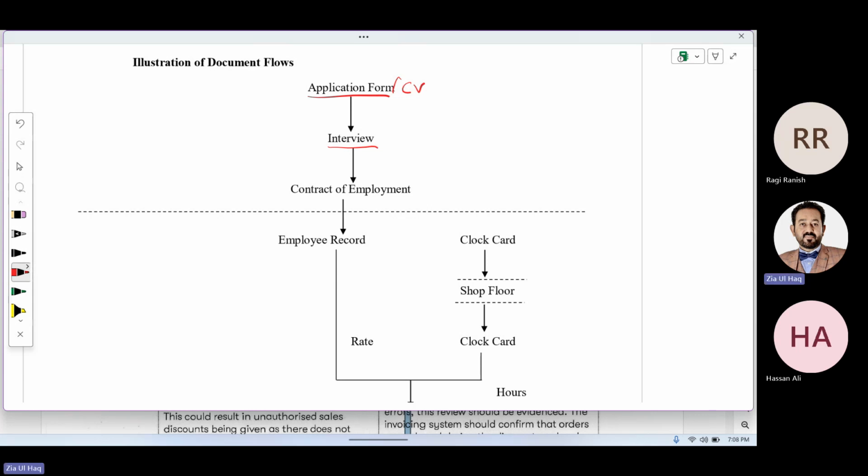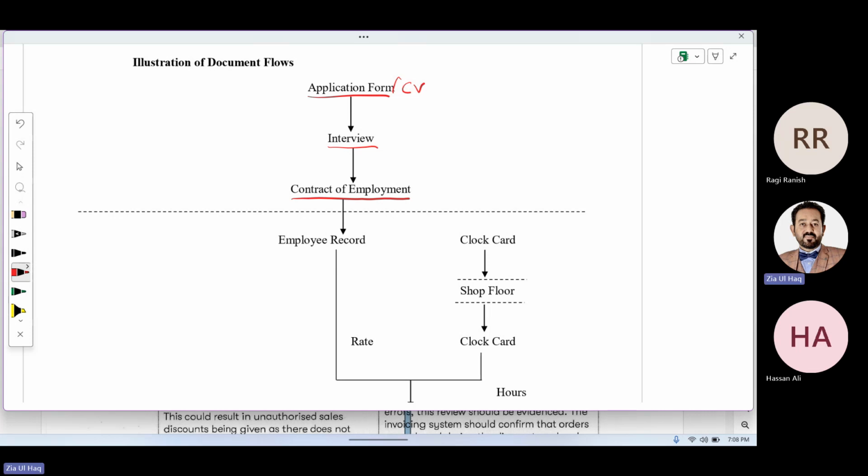If the interview is successful, he will become an employee. If the interview is not successful, he will be sent back home. So he has passed the interview successfully, he has become an employee. After becoming an employee, what will the company do? The company will provide a contract of employment.